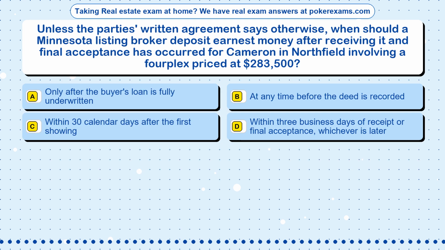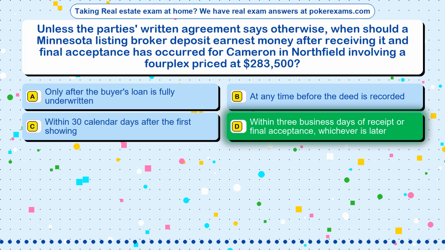Question 88. Unless the parties' written agreement says otherwise, when should a Minnesota listing broker deposit earnest money after receiving it and final acceptance has occurred for Cameron in Northfield involving a fourplex priced at $283,500? Option A. Only after the buyer's loan is fully underwritten. Option B. At any time before the deed is recorded. Option C. Within 30 calendar days after the first showing. Option D. Within 3 business days of receipt or final acceptance, whichever is later.